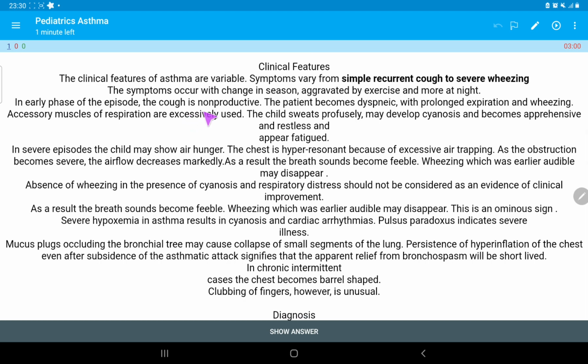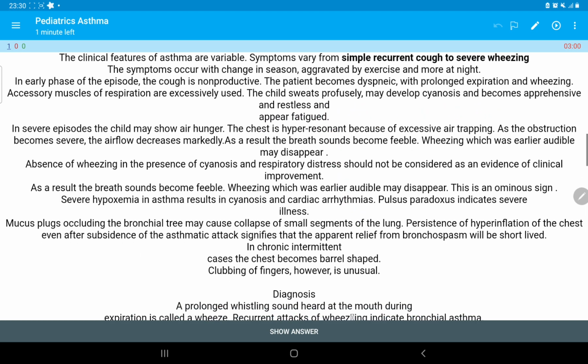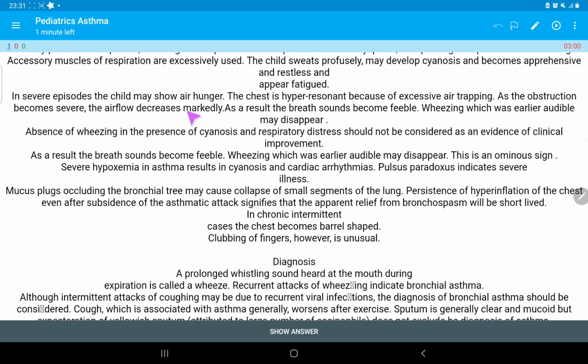In the early phase of the episode, the cough is non-productive. The patient becomes dyspneic with prolonged expiration and wheezing. Accessory muscles of respiration are excessively used. The child sweats profusely, may develop cyanosis, and becomes apprehensive, restless and appears fatigued. In a severe episode, the child may show air hunger. The chest is hyperresonant because of the excessive air trapping. As the obstruction becomes severe, the air flow decreases markedly. As a result, the breath sounds become feeble, and wheezing, which was audible, may disappear.